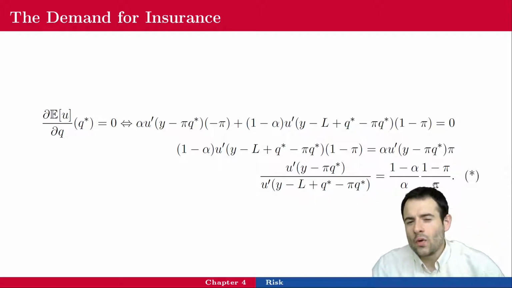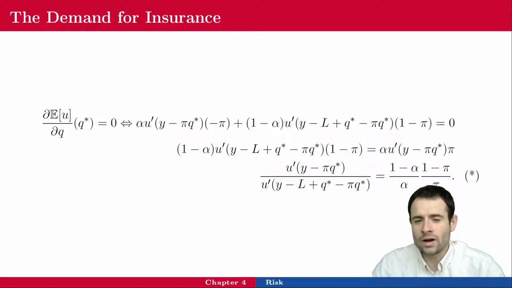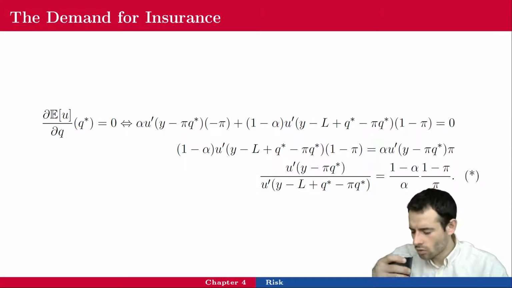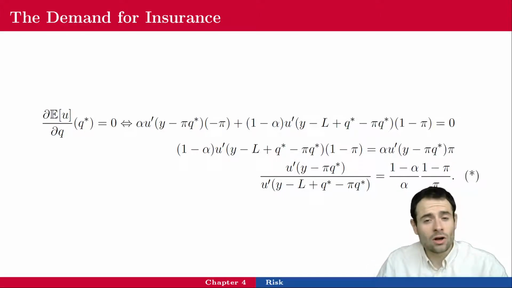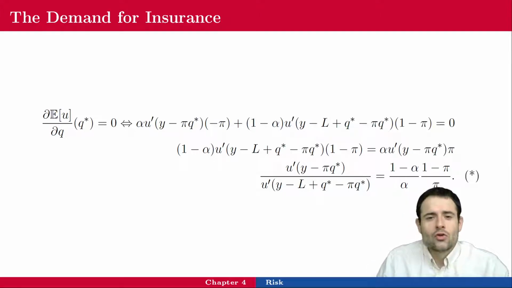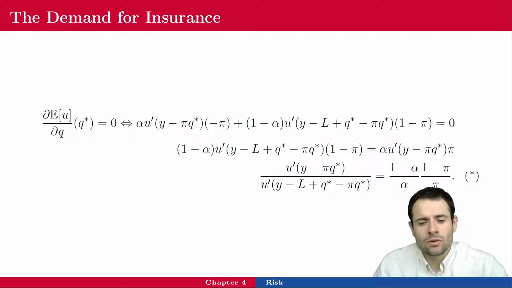Now, a ratio of marginal utilities. That should ring a bell. Where have we seen this before? Or where have you seen this before? ECON 201. Remember that we have a ratio of marginal utilities when we compute the marginal rate of substitution.